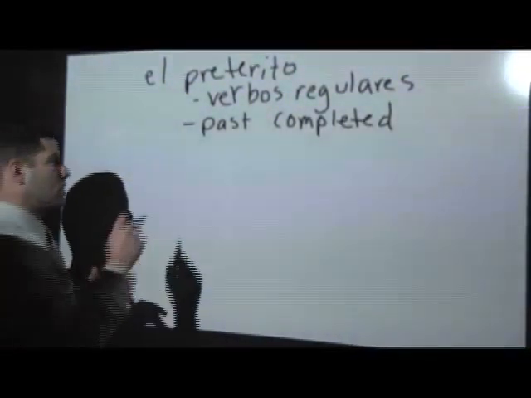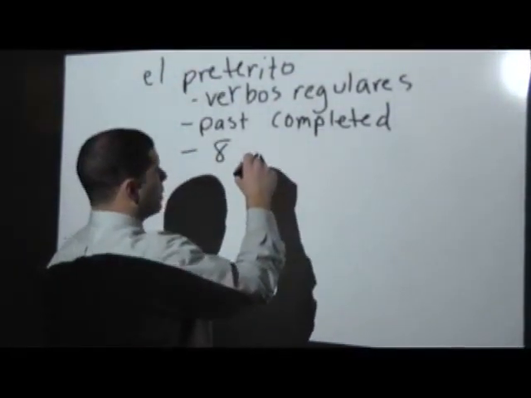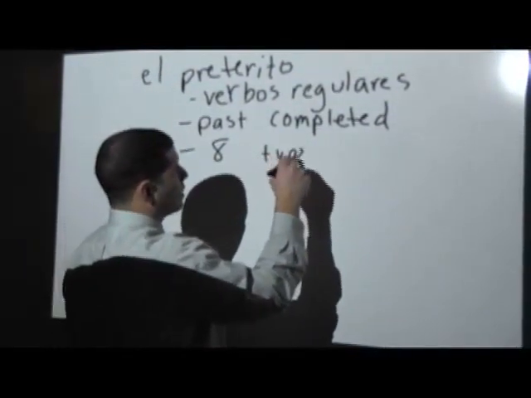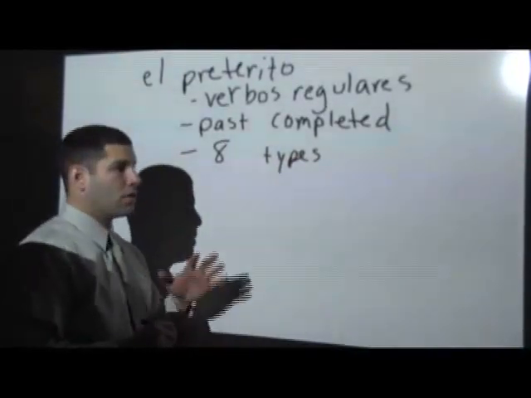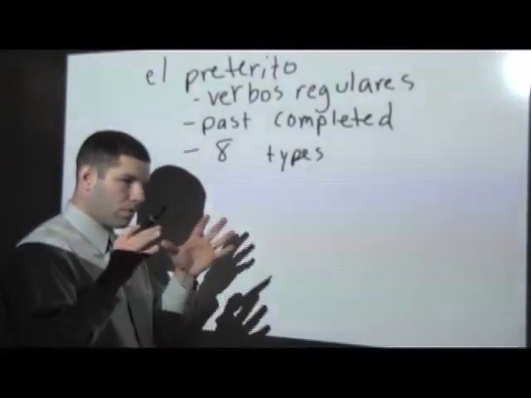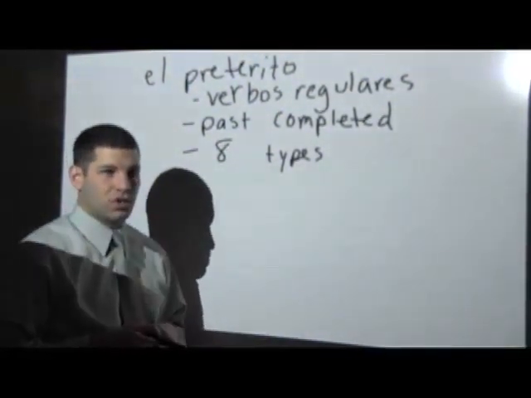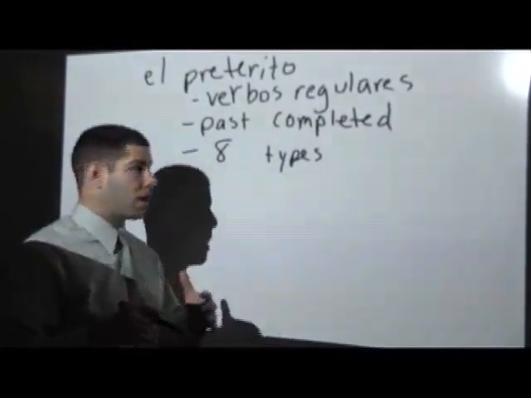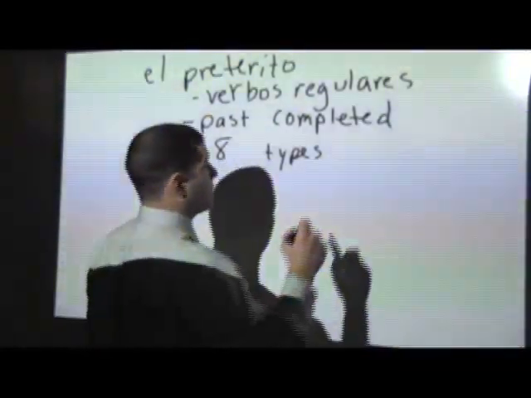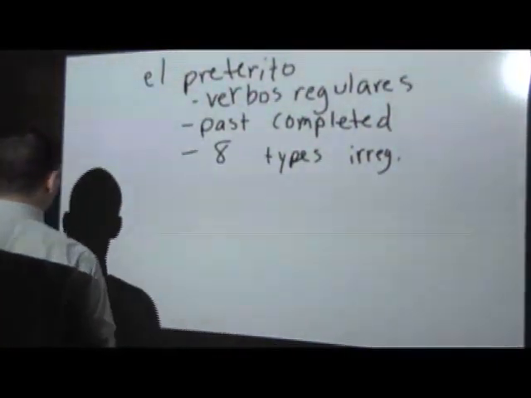Just a caution, there's a bunch, and we could do it in about 8 different categories, 8 types of irregulars. We'll do some other videos on the certain types of irregulars in the preterito, and the preterite's pretty difficult. Probably one of the most difficult tenses just to remember because of all the irregular forms in Spanish. So 8 types of irregulars. Right now we're just going to talk about the regulars, and that's it.